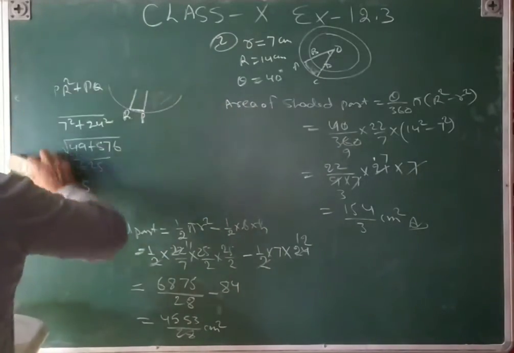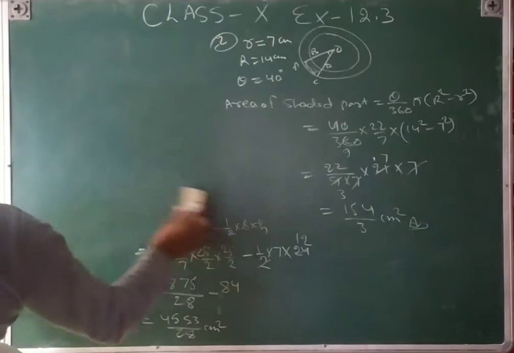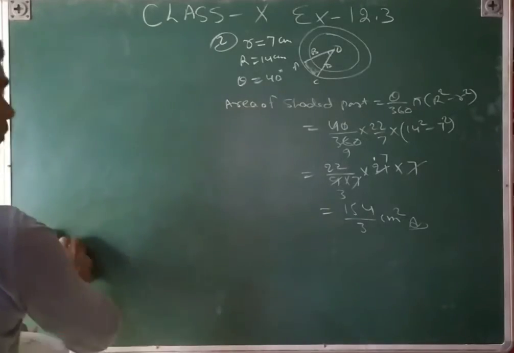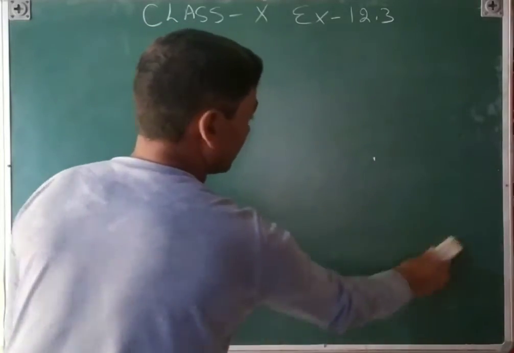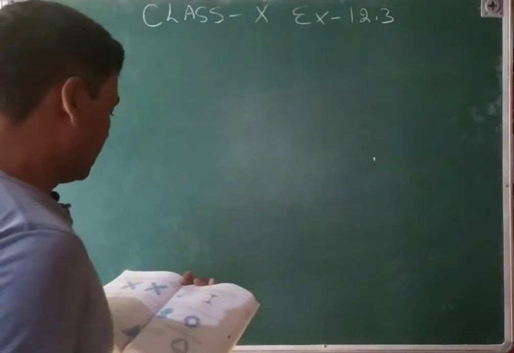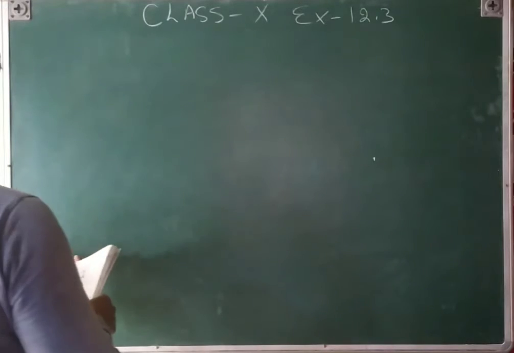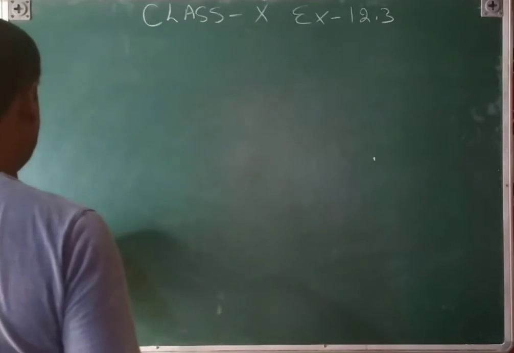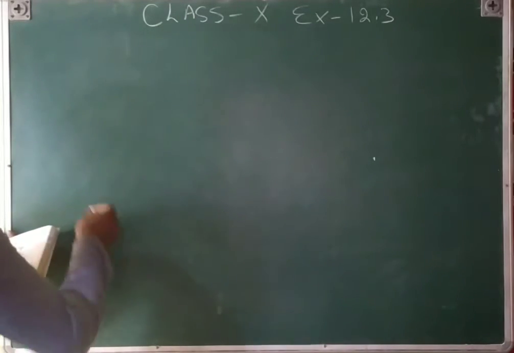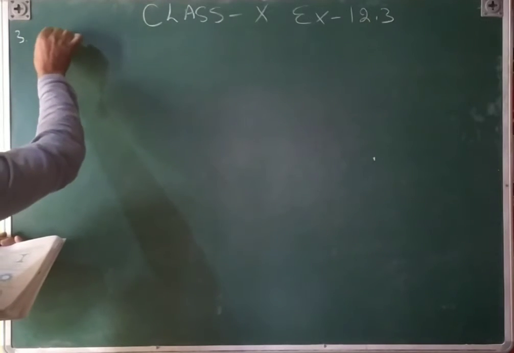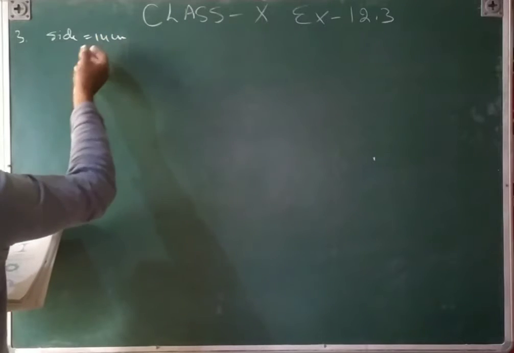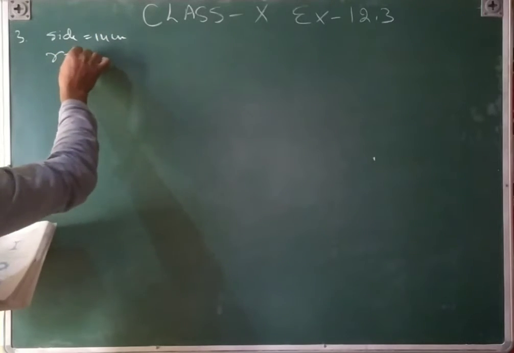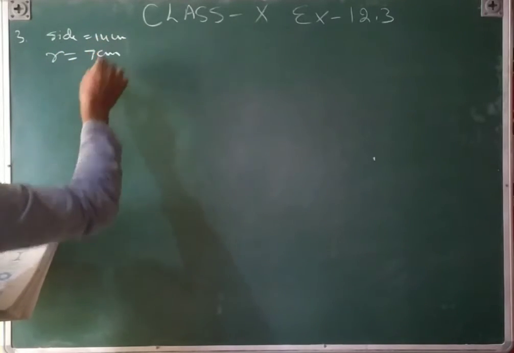Next, find the area of the shaded region in the figure, where the side of the square is 14 centimeter. So side is equal to, that is given, 14 centimeter. So obviously radius will be half of that one, 7 centimeter.